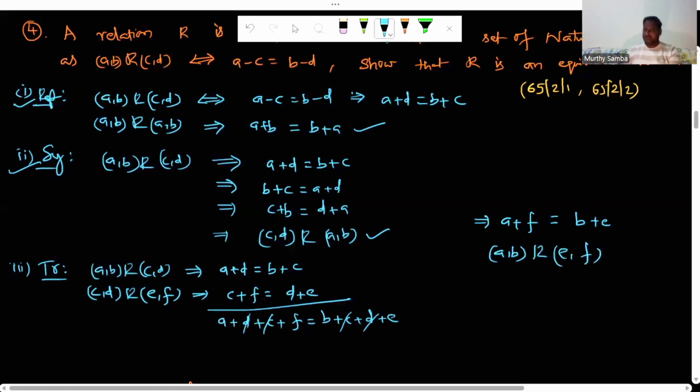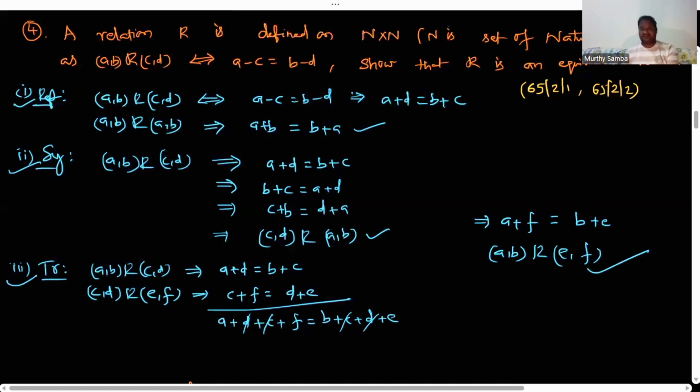Therefore, (A, B) is related to (C, D) as well as (C, D) is related to (E, F). Therefore, (A, B) is related to (E, F). Therefore, it is a transitive relation also. If a relation is reflexive, symmetric, and transitive, then what do you call the relation? Yes, it is an equivalence relation.